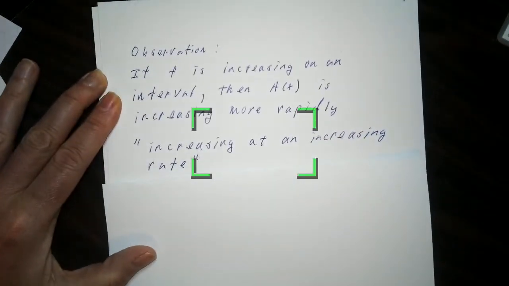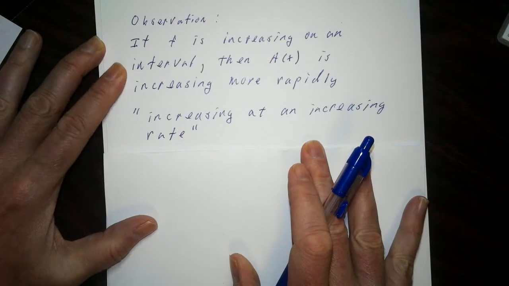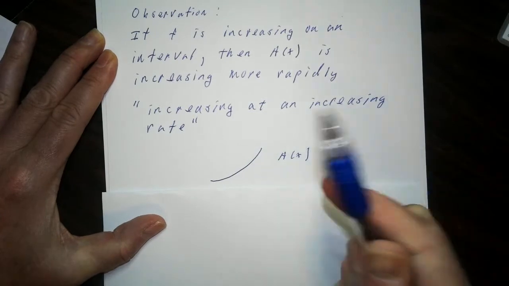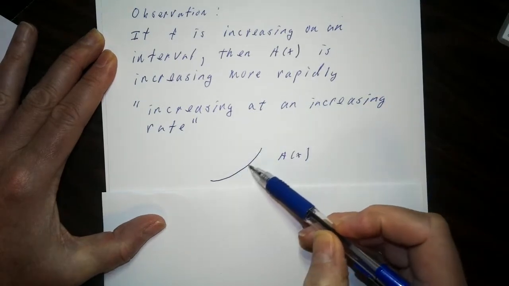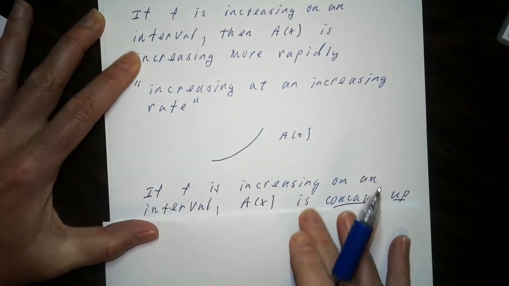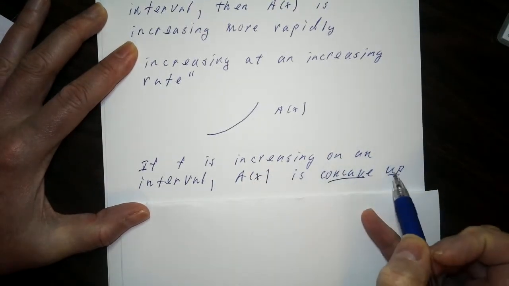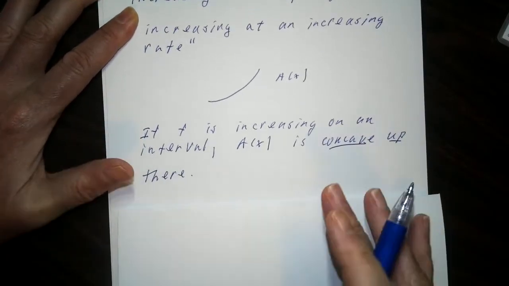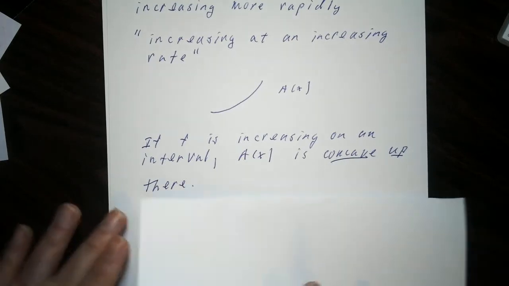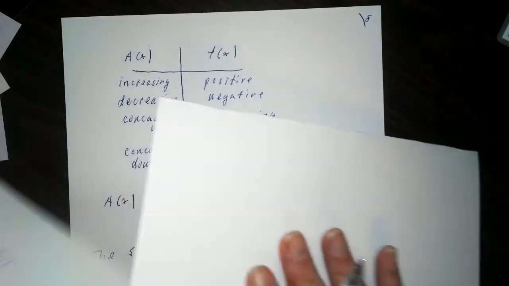If little f is increasing, then the area function is increasing more rapidly. We could also say that the area function is increasing at an increasing rate. Well, what does it mean for a function to be increasing at an increasing rate? Well, if the function is increasing at an increasing rate, it has this sort of shape here. In other words, if little f is increasing on an interval, A of x is concave up there. If little f is decreasing, the area function would be concave down there.